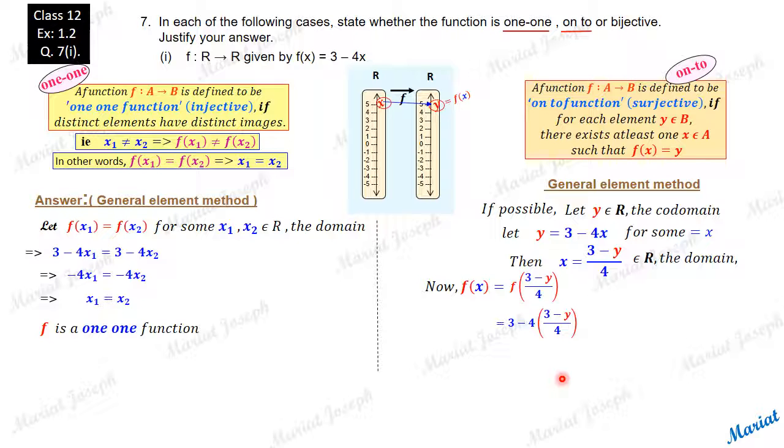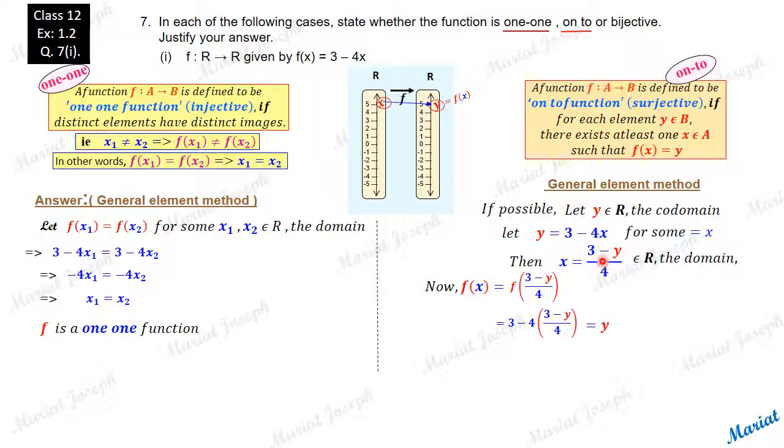So, it comes as 3 minus 4 into (3 minus y upon 4). 3 minus 4 into x, in place of x, I am using this. And let me simplify further. Yes, here this 4 and 4 cancel. And we have the next step. 3 minus, in the bracket, 3 minus y. That eventually gives me equal to y.